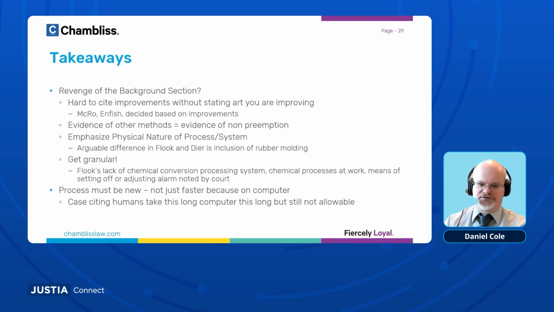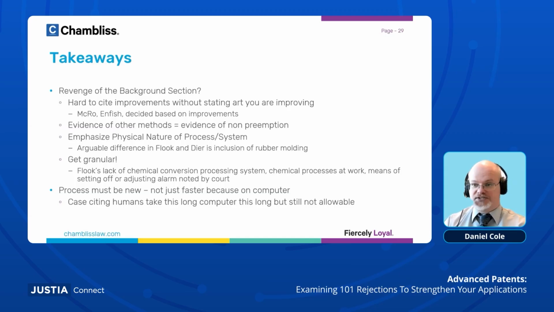Emphasize the physical nature of the process and your system. The arguable difference in Flook and Diehr is that you have rubber molding rather than just a generic alarm limit. And the court talked about, in Flook, that they didn't talk about a chemical conversion system. They didn't talk about any of the chemical processes it works or the means of setting off or adjusting the alarm. Maybe if they had done those things, depending on how you read this case, you would have maybe gotten a different result. So get granular.